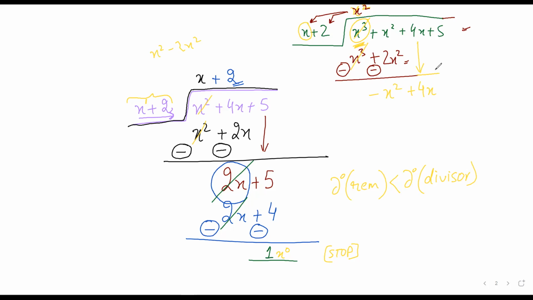Now, if you look carefully, you look at the degree. Its degree is 2. Its degree is 1. So the process will continue. It won't stop. Continue. Now I'll have to eliminate this using this. Can you guess what should I do?